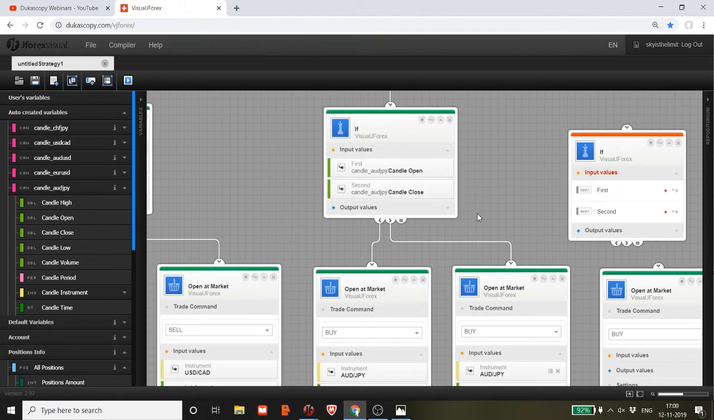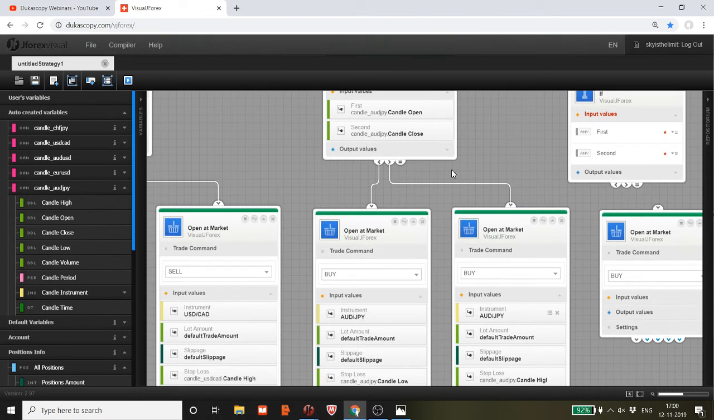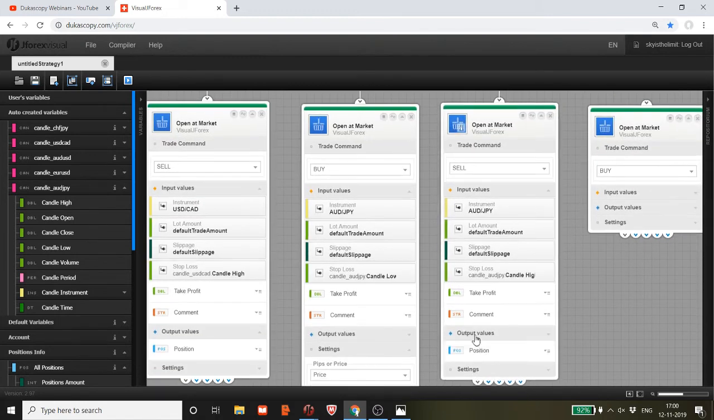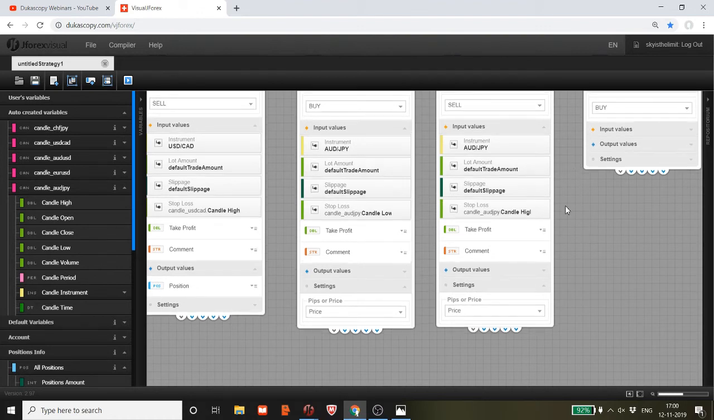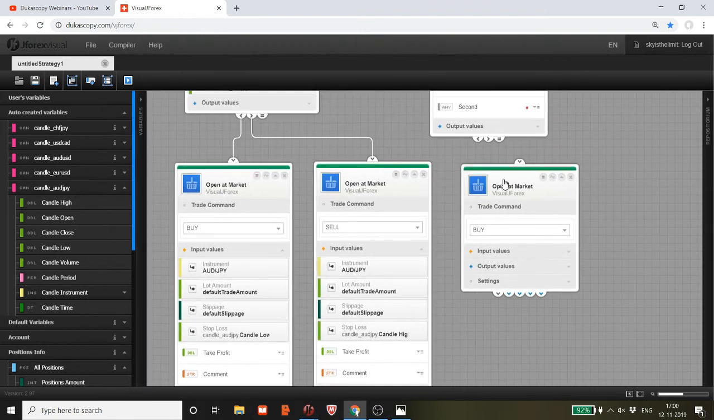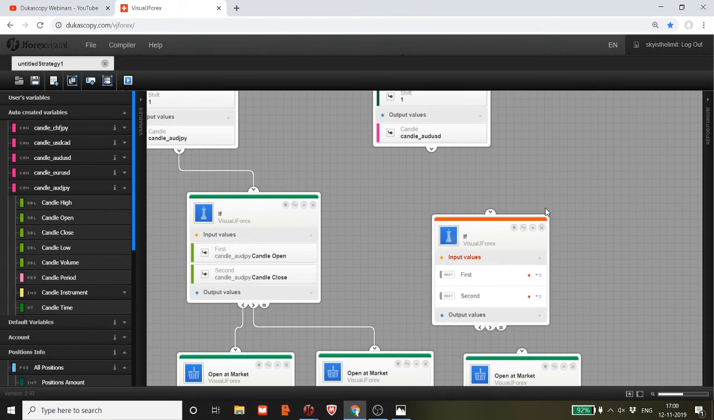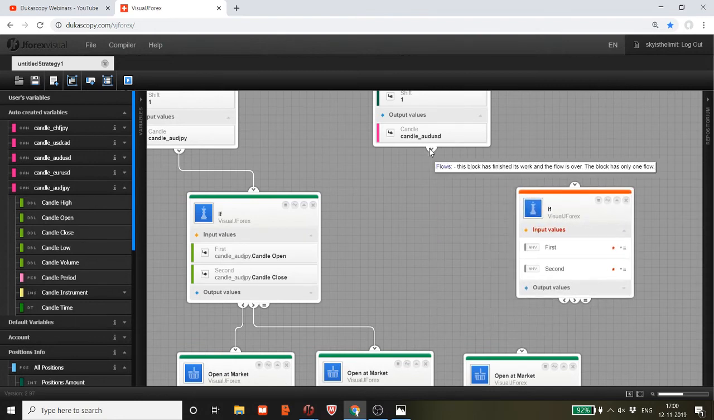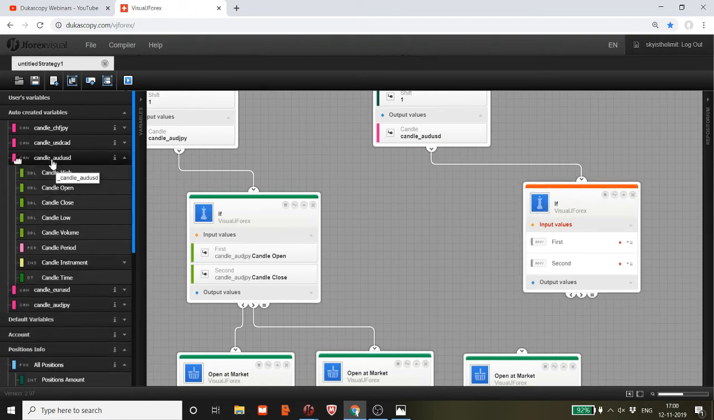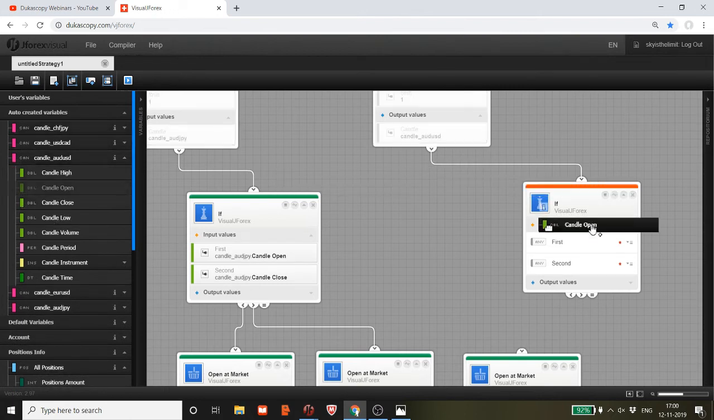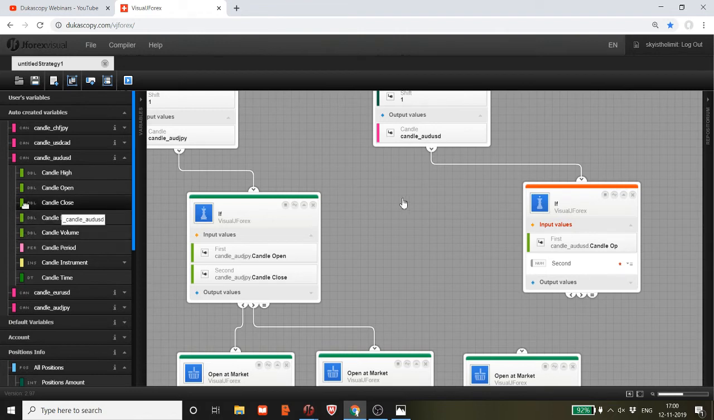Candle AUD JPY, candle open and candle close. So when candle open is greater than candle close, strategy will execute a sell trade. Just check settings once. Sometimes blocks, when we shift the values, setting may change. And then the last instrument, that is the AUD/USD, and here now click on AUD/USD, take the two values, candle open and candle close.